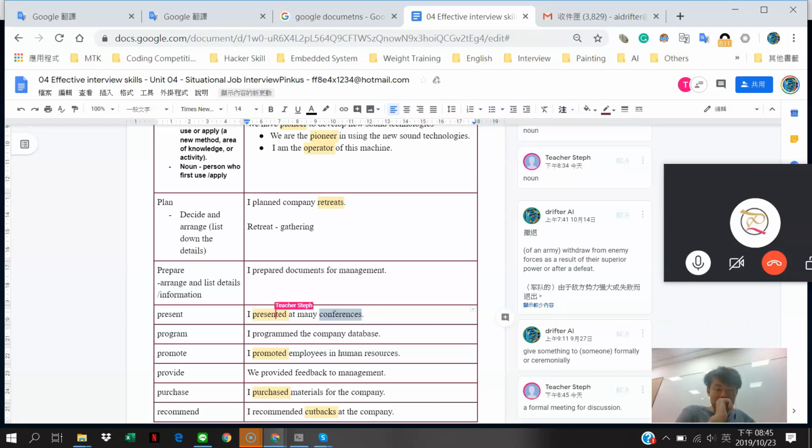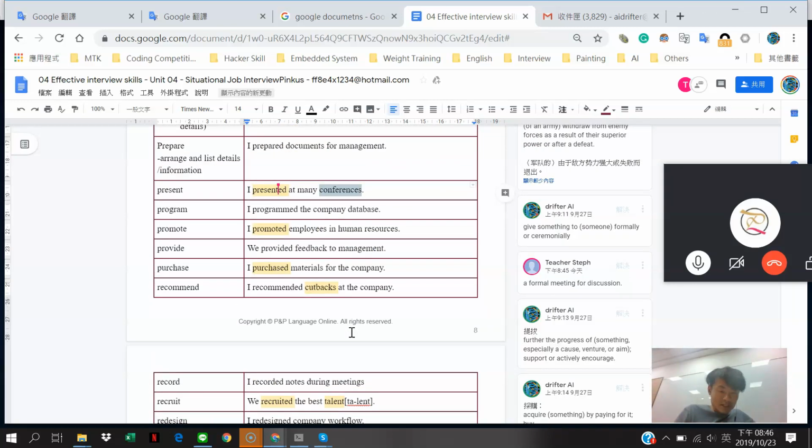Okay. So in the same sentence, I presented at many conferences. So what do you think is the meaning of the word presented as a verb in this sentence? It's like you show something. I think in this sentence, he is the host in the conference. Right. So it's the host or the speaker. So you might give a certain topic or explain something, or you present a product and you explain how to use it, right?